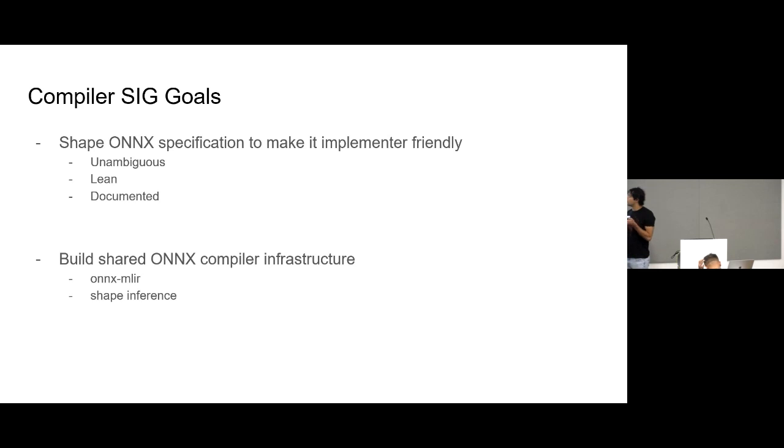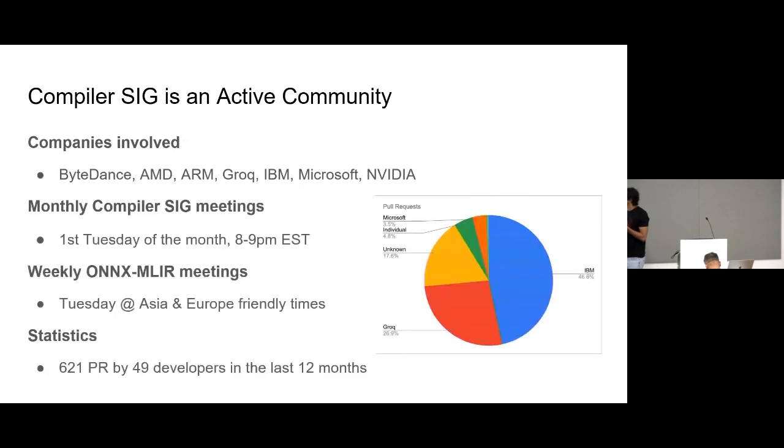And what we also want to do is build a shared compiler infrastructure. So we've been mainly focused on ONNX MLIR, but we also do things in terms of shape inference. So just a little bit of history. A bunch of us worked together on ONNX MLIR, and we used that to brainstorm and come together. And this kind of spun out of the work we started there, but we wanted to expand to more than just ONNX MLIR. So the compiler SIG is an active community.